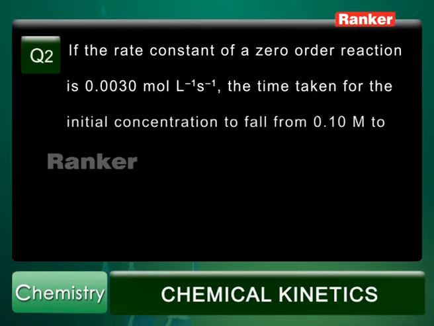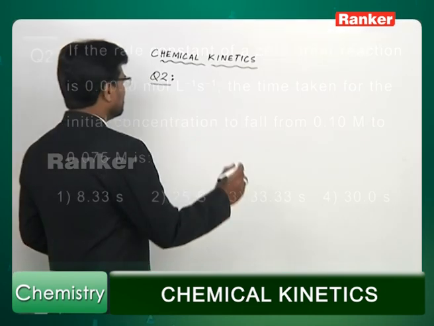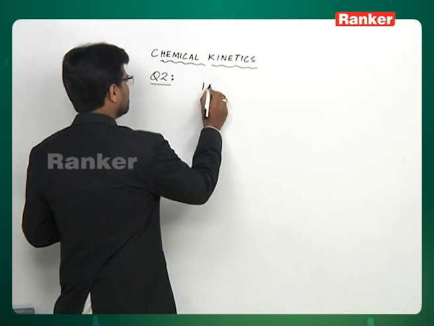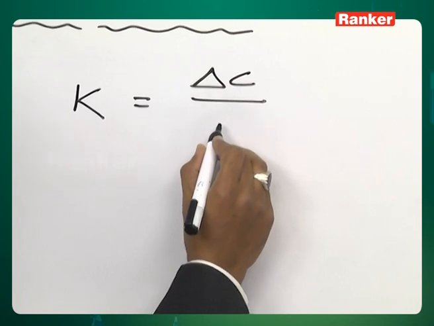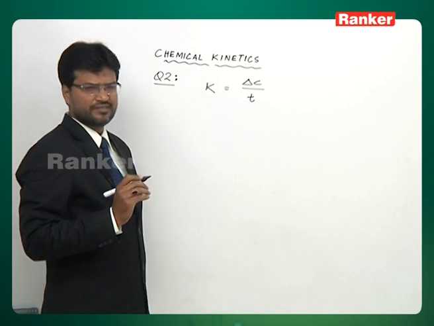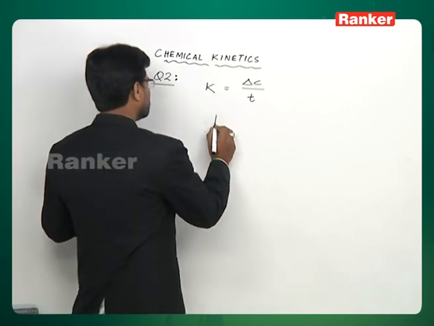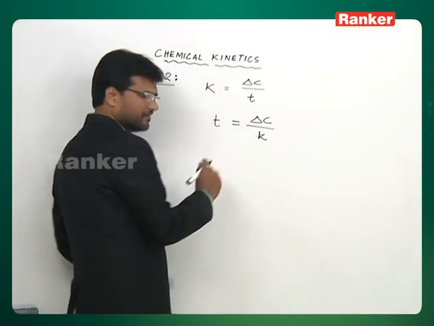Question number 2. If the rate constant of a zero order reaction is 0.003 moles per second, the time taken for the initial concentration to fall from 0.1 to 0.075 M is. For the zero order reaction, K equals change in concentration by T. T is the time taken. Now, what is mentioned here is rate. So T equals delta C by K. You can rearrange it and you get this.